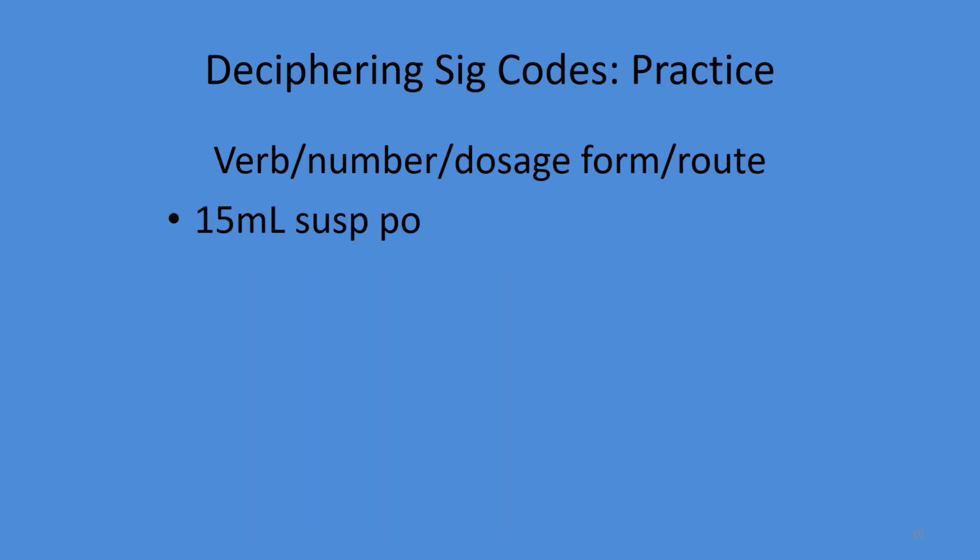(15 mLs). PO, we know the verb is take. What is the household unit for 15 mLs? Is that the big spoon or the small spoon? If you said big spoon, you'd be correct. So we would take 1 tablespoonful by mouth. And again, you don't need the dosage form. It's kind of redundant since you have tablespoonful.